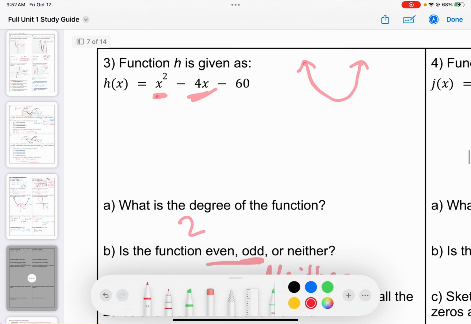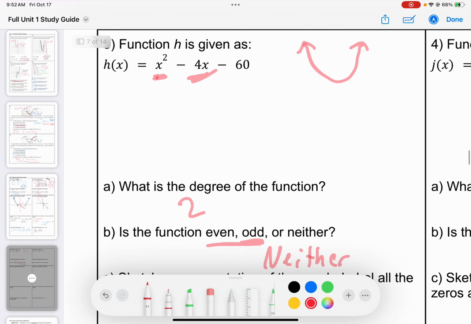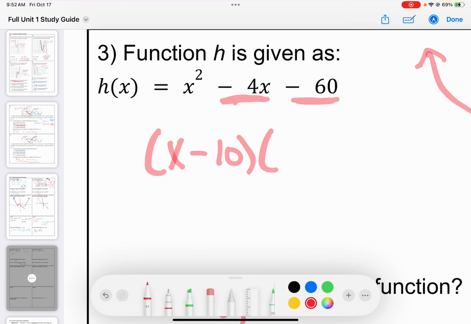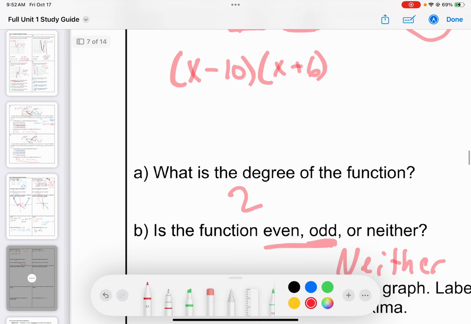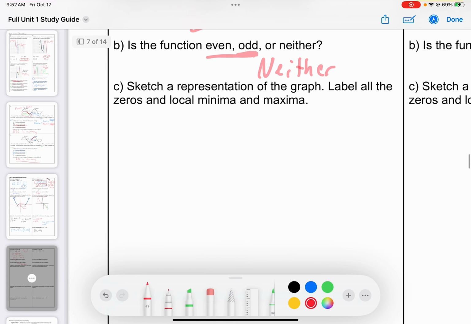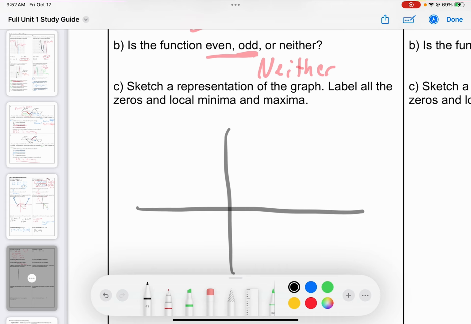Let's sketch a representation of this. Label the zeros. Well, we're going to need to factor this. This is a pretty easy one to factor. We have no leading coefficient, nothing to factor out. So I'm asking myself what multiplies to negative 60 and adds to negative 4. That should be x minus 10 and x plus 6. I set those factors equal to 0. I get x equals 10 and x equals negative 6. Those are my zeros.